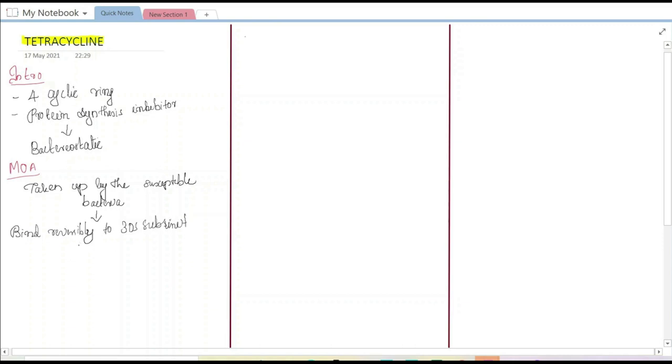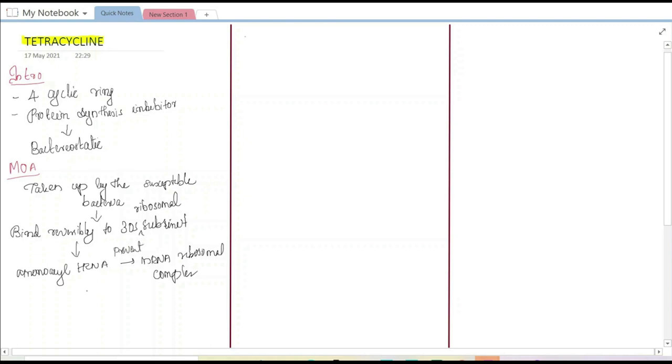We know this is a protein synthesis inhibitor. In bacteria, the ribosome synthesizes the protein, right? So it acts by inhibiting ribosomal protein synthesis. It binds reversibly to the 30S ribosomal subunit. Thereby, it prevents the binding of aminoacyl tRNA to the mRNA ribosomal complex.